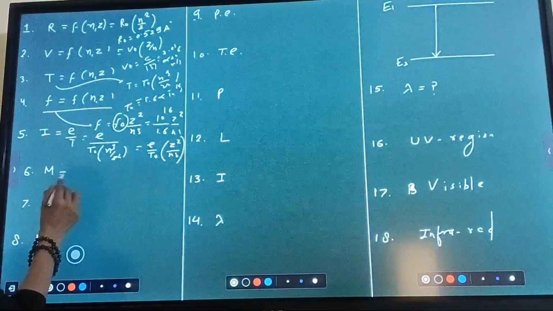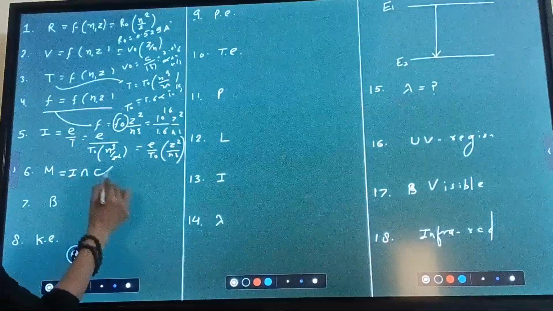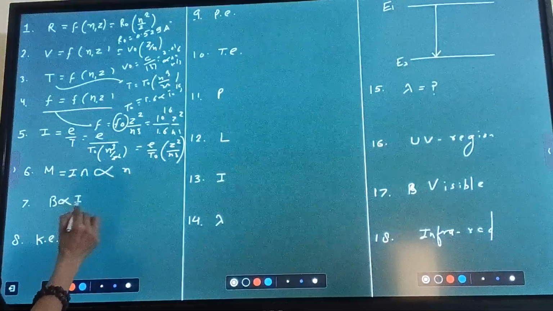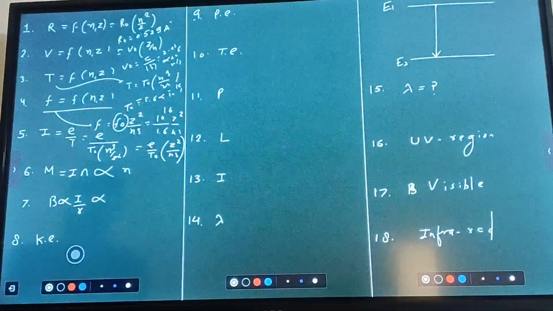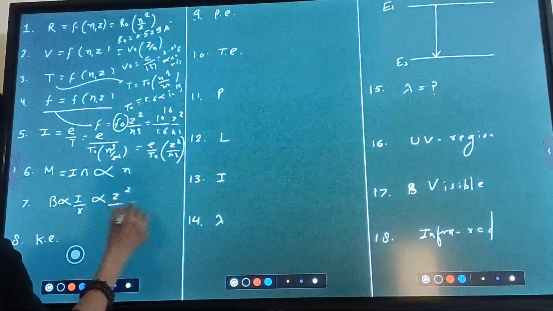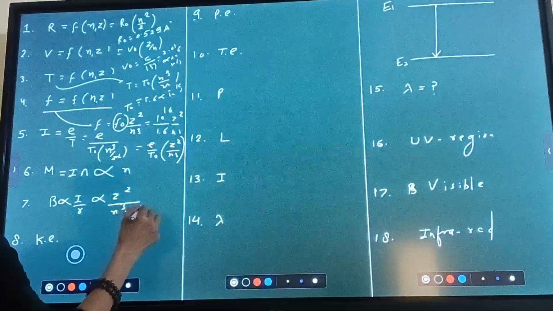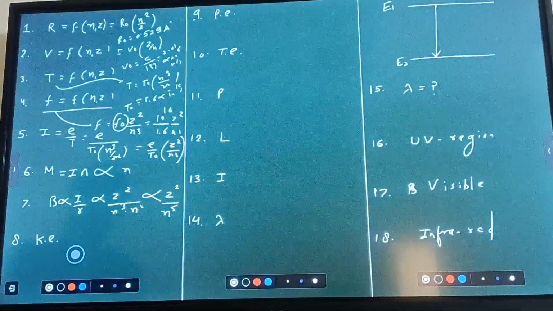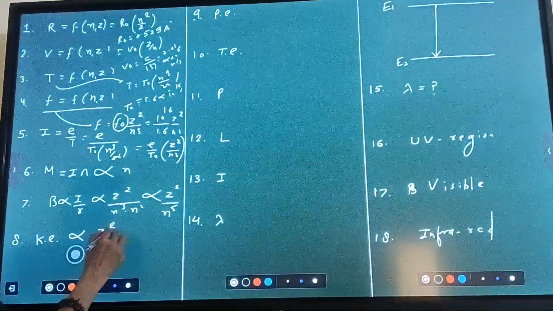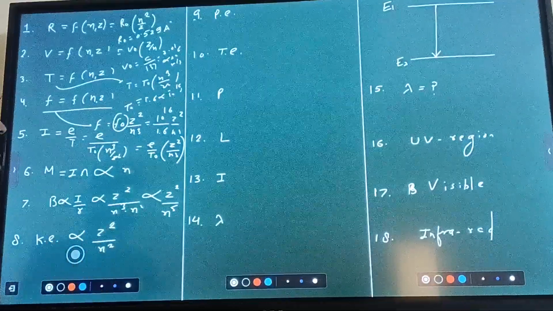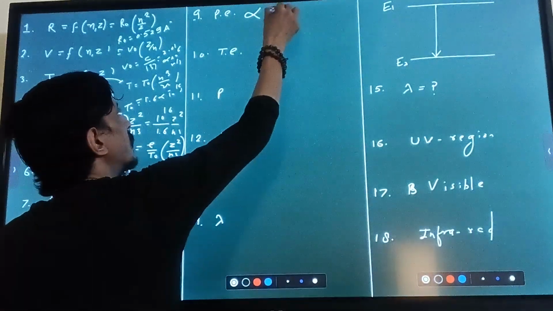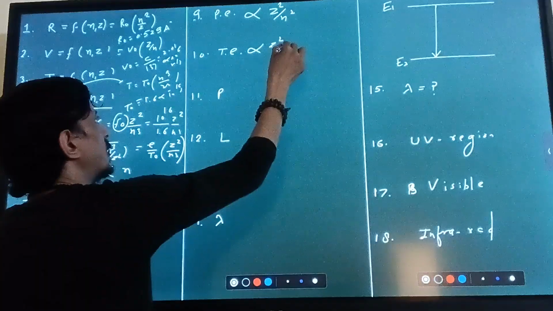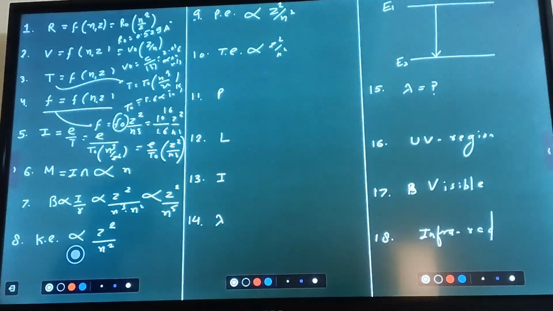Next is magnetic moment. This is equal to I into A, and it is proportional to n. Then is the magnetic field. So magnetic field is proportional to I by R. I is proportional to z square by n cube, and radius is proportional to n square. So this is proportional to z square by n raised to power 5. Next is kinetic energy. This is proportional to z square by n square. Next is potential energy. Same format is there. Z square by n square. Here also z square by n square. So this is how they can be written.